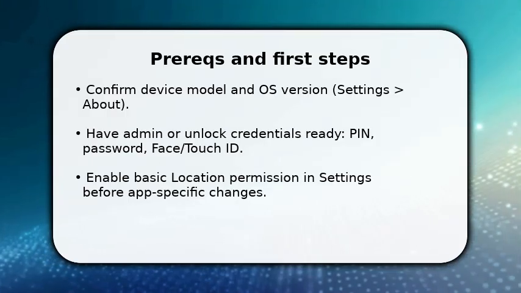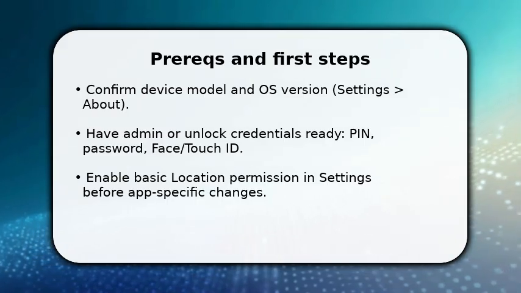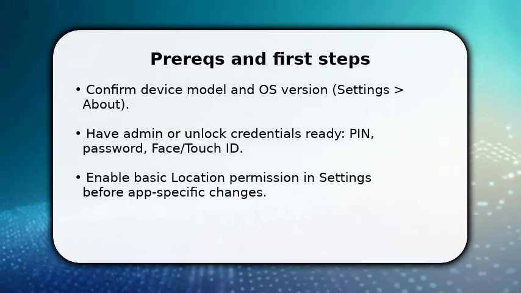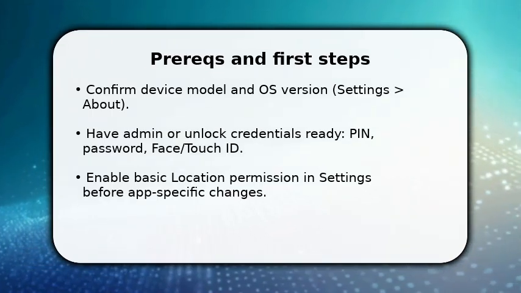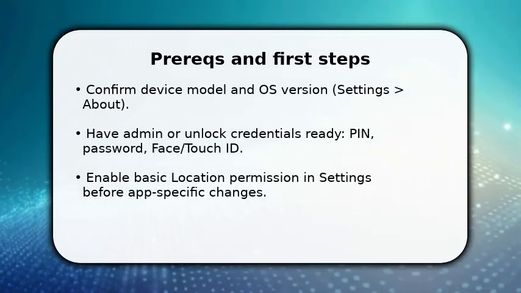You'll start by confirming prerequisites and taking the first steps now. Check your device model and OS version so you know which settings menus to use. Once done, unlock with your PIN or biometrics. Open settings and enable global location so apps can request it.